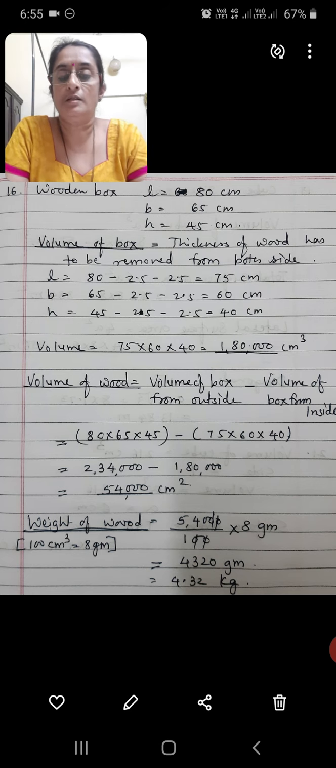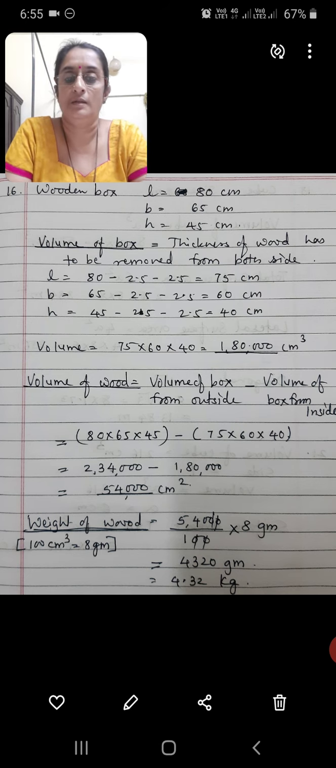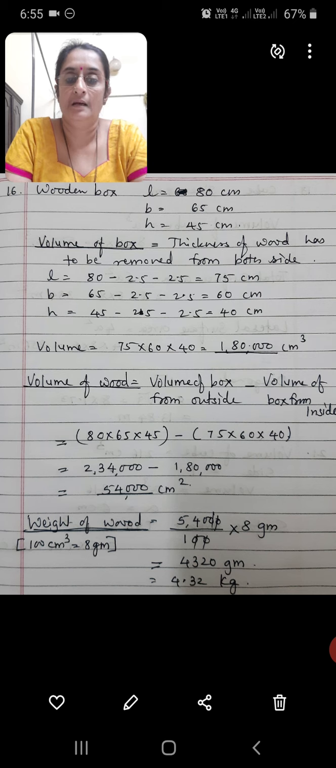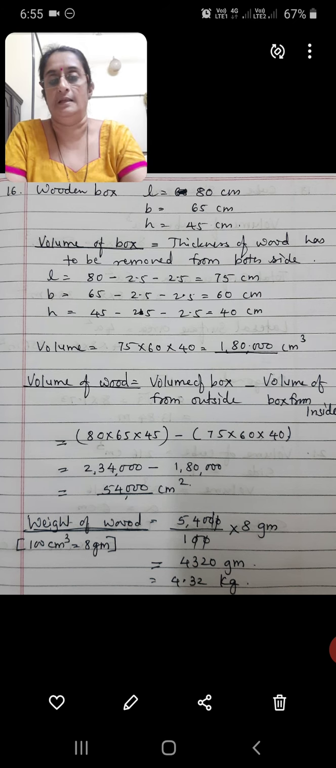So here what is the volume we got? 54,000. We have to divide by 100, because the rate is given per 100 centimeter cube, into 8 grams. So when you do that calculation, you will get 4,320 grams. That is 4.32 kgs.